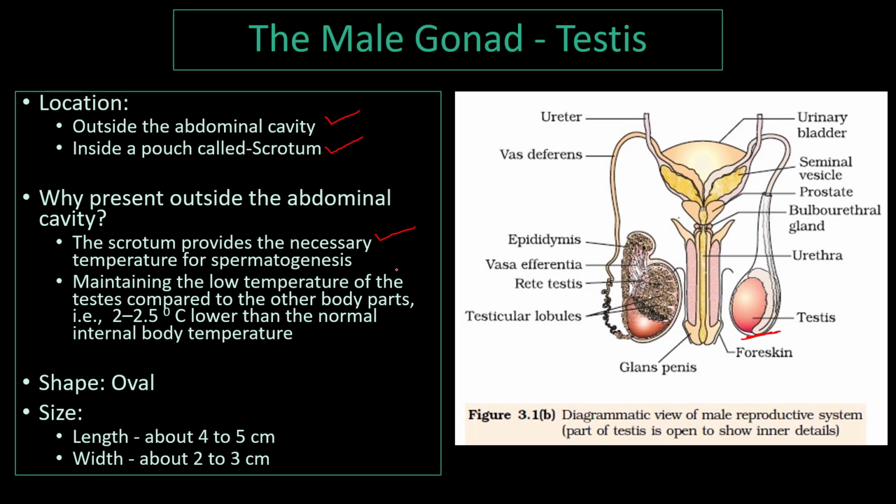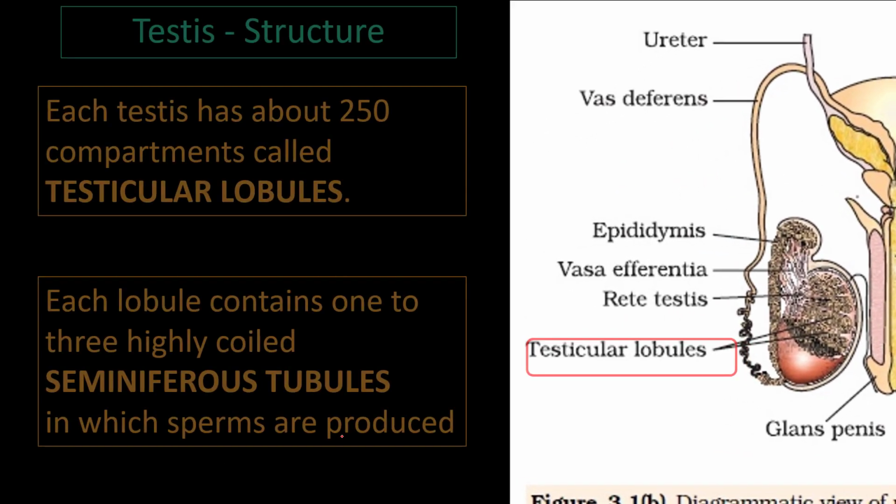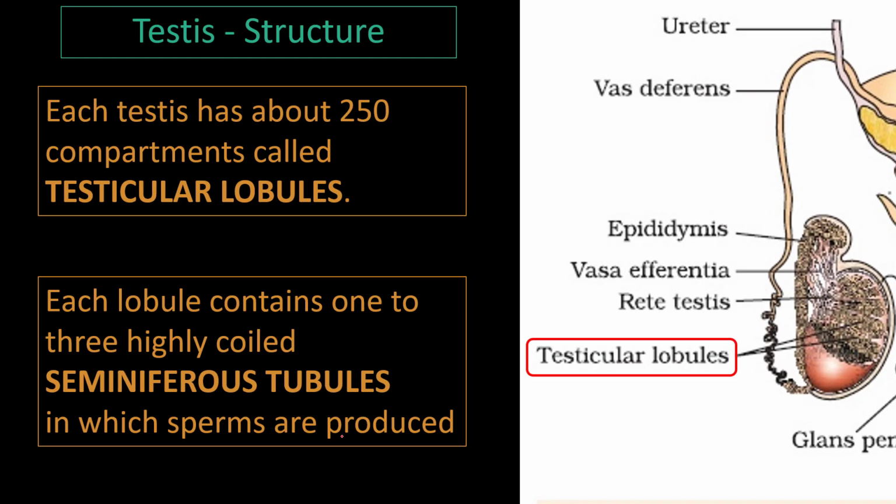Now the testis is oval in shape, with a length of about 4 to 5 centimeters and a width of about 2 to 3 centimeters. Let us understand the structure of the testis a little bit in detail, and we'll understand where the sperms are actually produced and how they are produced in a minute.